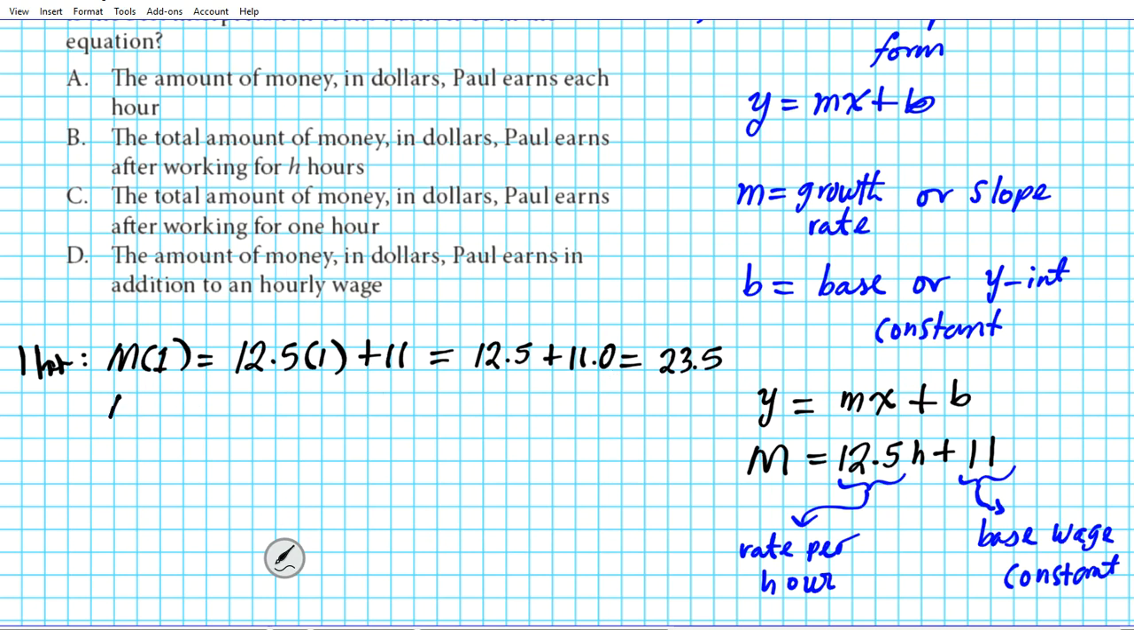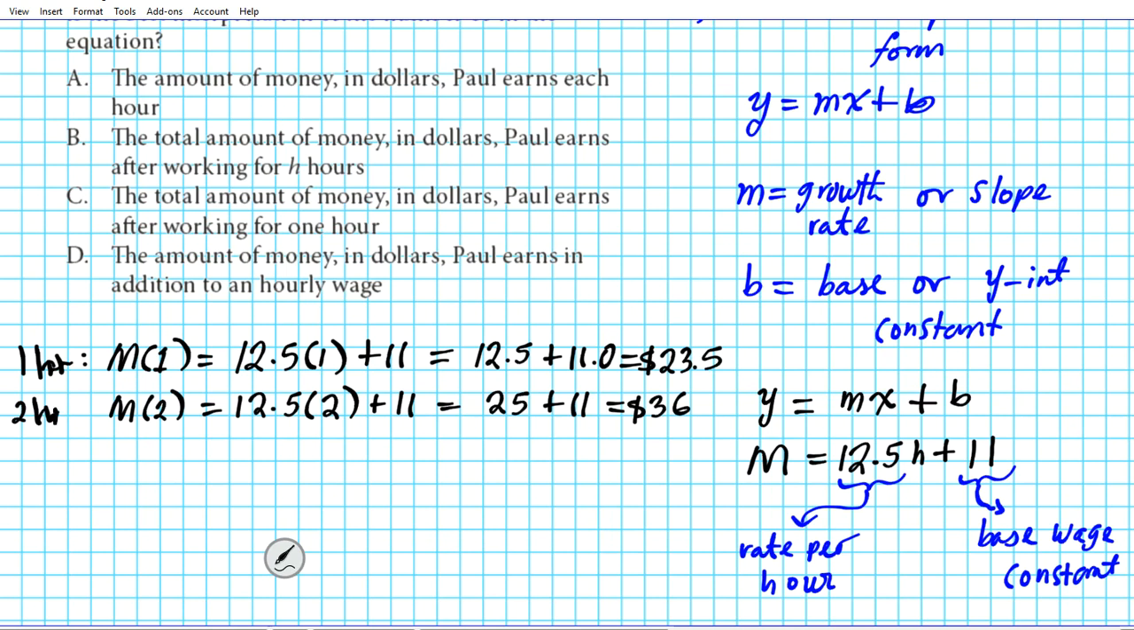How about 2 hours? For 2 hours, M of 2, we have 12.5. You notice what we're doing, right? We're multiplying the rate per hour by the amount of hours and adding on this base figure right here. So here we have 24 plus 1, which is 25, plus 11, we have $36. Hopefully these examples help you to understand what this function is doing. So this is for 2 hours.